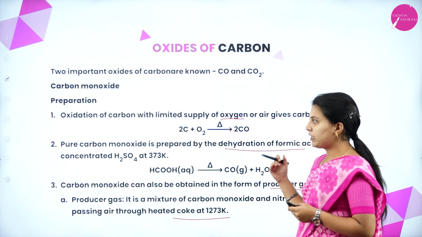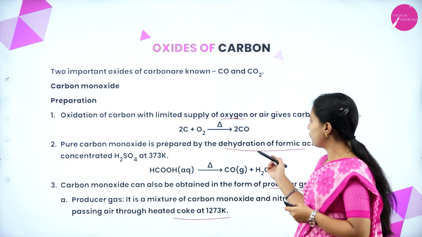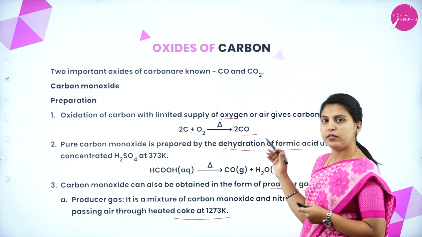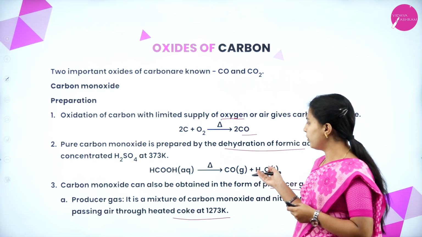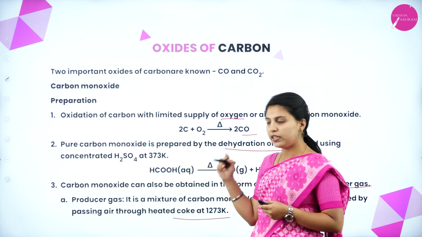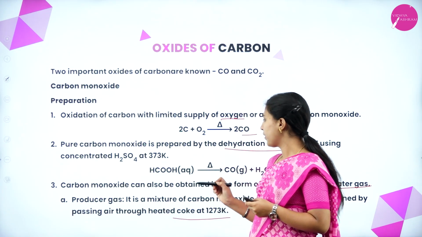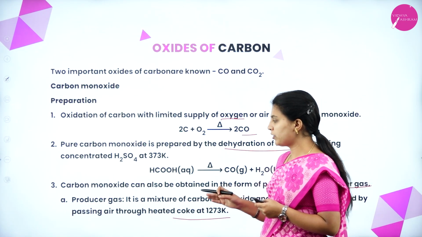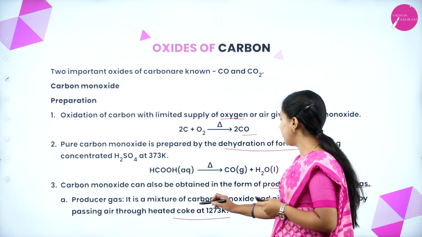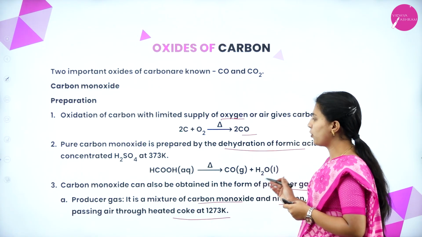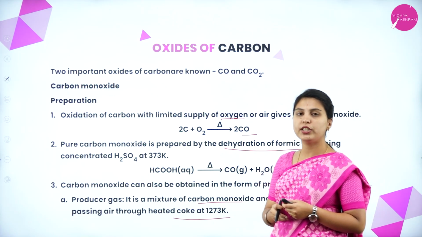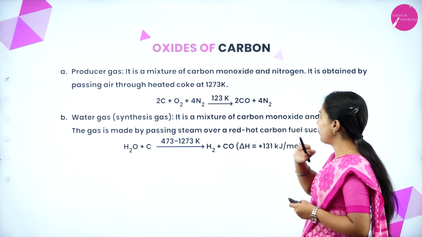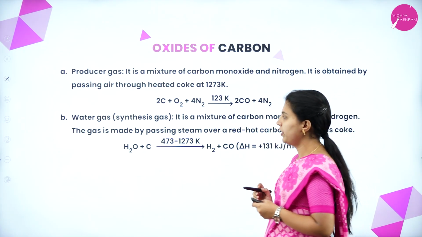There are three methods. First, oxidation of carbon, which forms carbon monoxide. Next, dehydration of formic acid, where the water molecule will be eliminated, then it will form carbon monoxide. The third method, carbon monoxide can also be obtained in the form of producer gas and water gas. What is producer gas? It is a mixture of carbon monoxide and nitrogen. It is obtained by passing air through heated coke at 1273 Kelvin. Carbon, oxygen and nitrogen will form carbon monoxide with the removal of nitrogen.